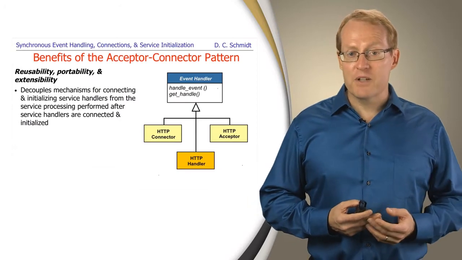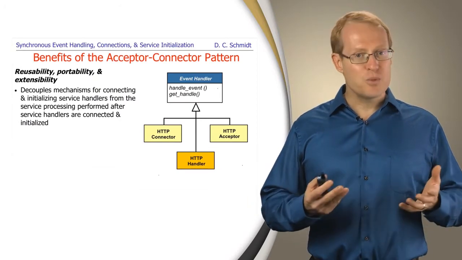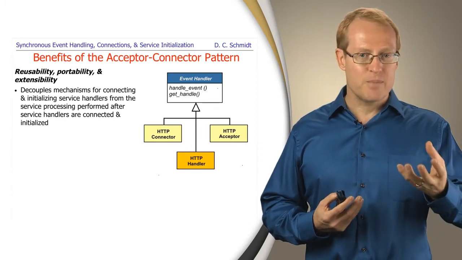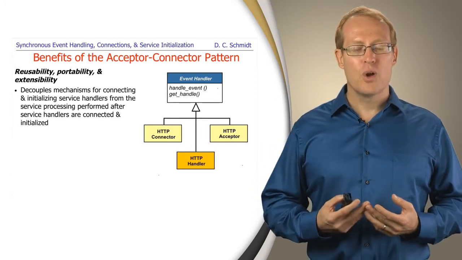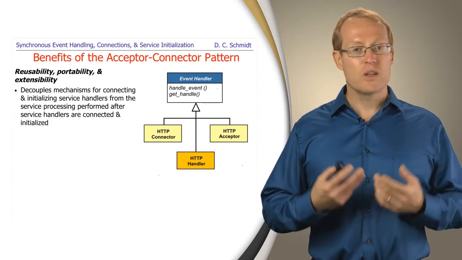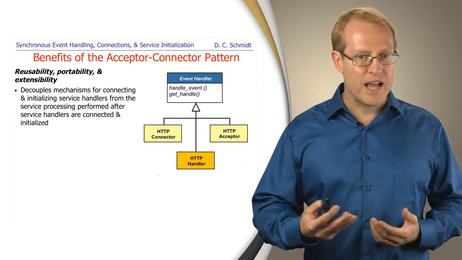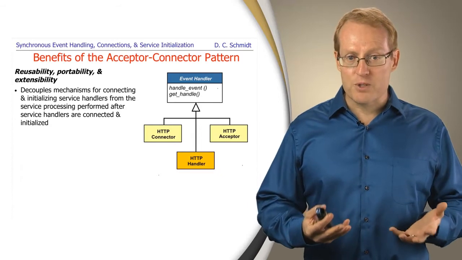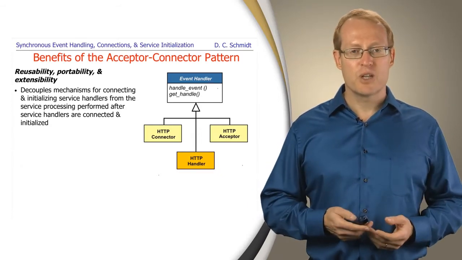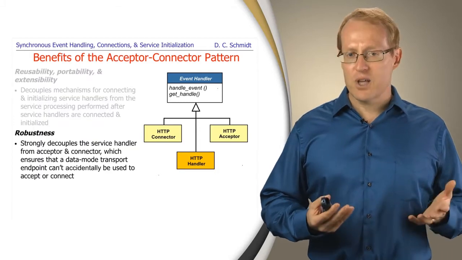Let's talk about some of the benefits of the acceptor-connector pattern. As with the reactor, things are more modular. You can tell at a glance what's the acceptor role, what's the connector role, what are the roles for service handlers. You can make things more reusable. It's easier to extend by subclassing or various types of parameterization from the base portions of the abstractions that implement these particular pattern roles.